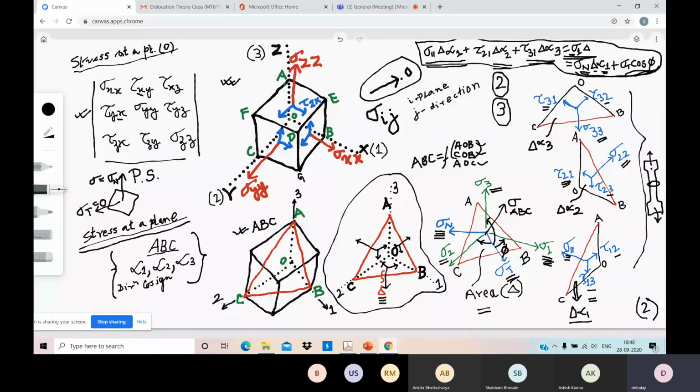Similarly, the perpendicular planes may not have any normal stress value on them, but there is no shear stress either. So I have to write those planes also as principal planes because there is no shear stress. And the value of normal stress is equal to 0.